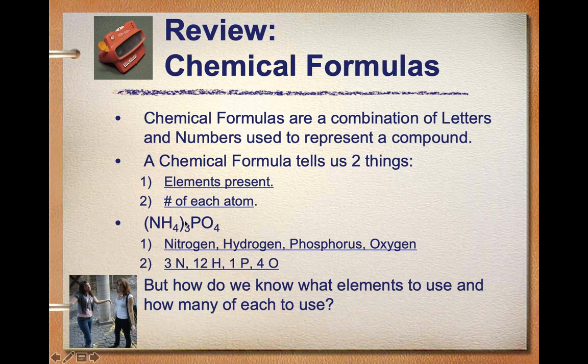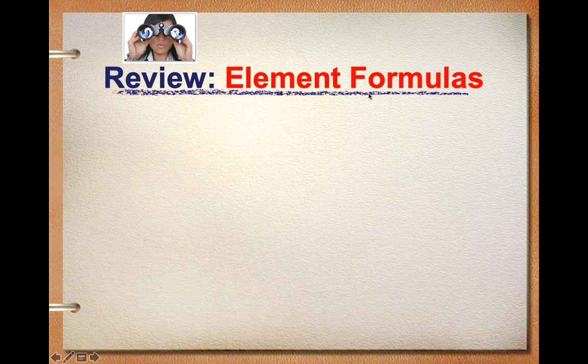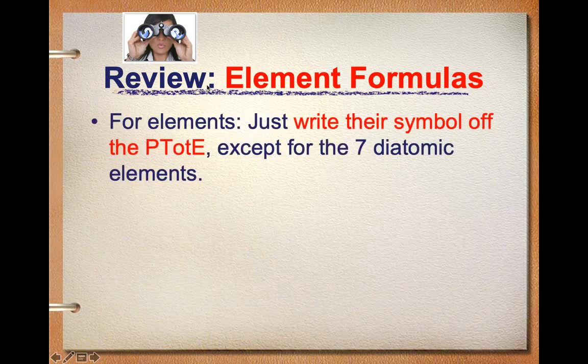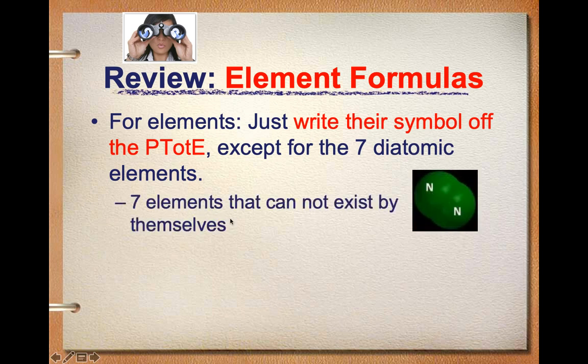Like, how do we know there was 3 of this NH4 and why is it NH4 instead of NH2 or something like that? All right, so let's go back to your notes here. Let's review element formulas. Well, most of the time you just write their symbol off of the periodic table of the elements. But remember, we have these things called the 7 diatomics. Di means 2, atomic refers to atoms. These are those 7 elements that can never be by themselves.